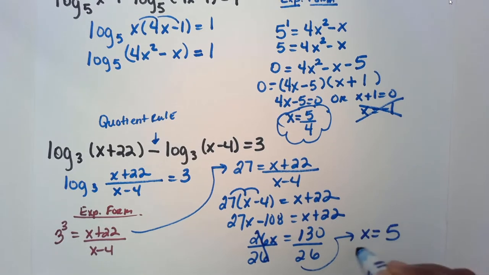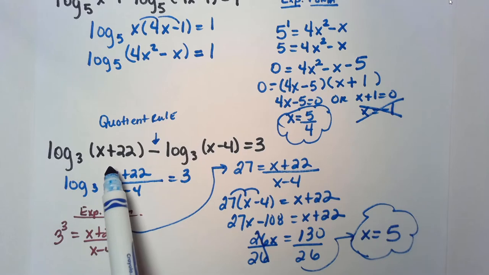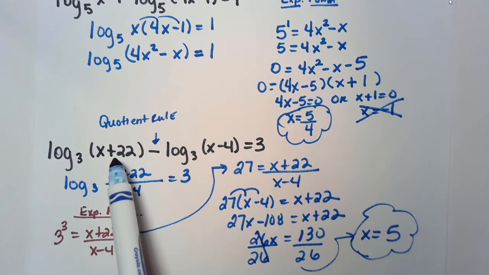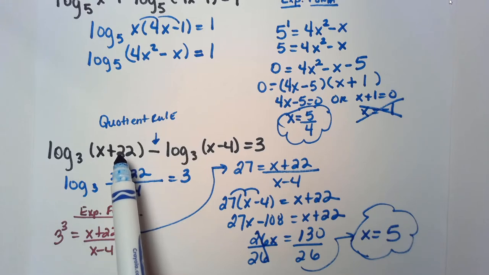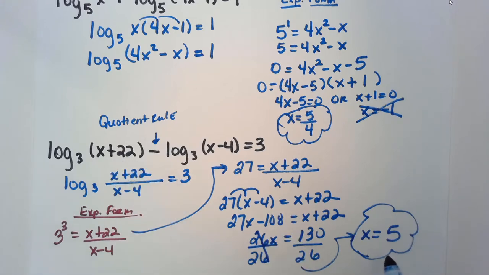5. Go back and plug 5 into this, making sure that it does not give us a negative or 0 solution for this part here. Here we have 5 plus 22, that's positive 27, so we're okay with the 5 here. And then when we plug 5 in to this particular term, 5 minus 4, that gives us positive 1, so we're okay. So our solution here is positive 5.